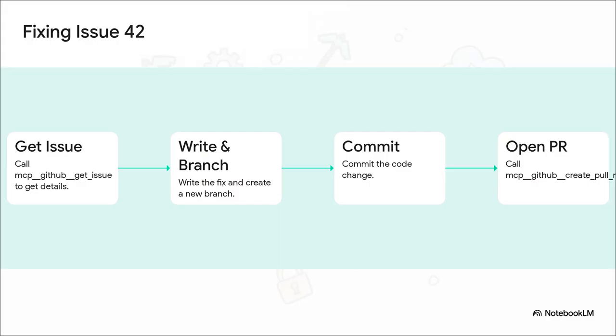So when a developer simply prompts "fix issue 42 and open a pull request," Claude just takes over and executes the sequence automatically. It fetches the issue criteria, writes the actual fix, creates the branch, commits the change, and opens the PR entirely on its own. Literally no browser, zero context switching.